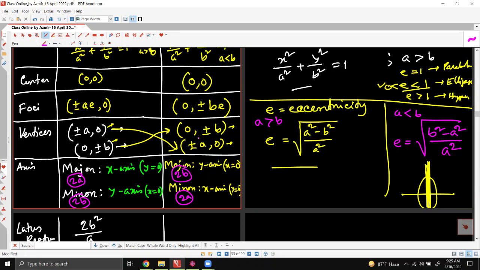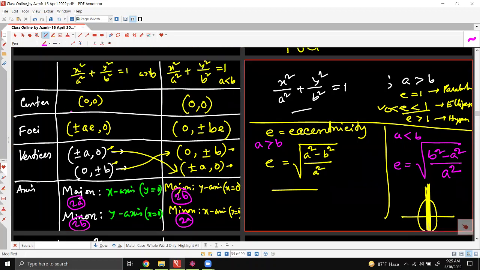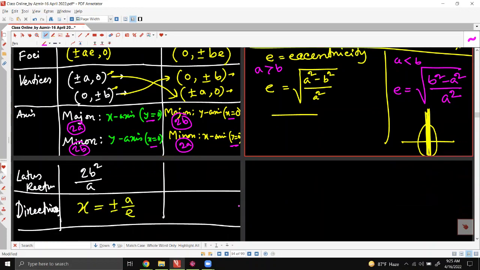So you can see that whatever formulas we had earlier, this time the formulas are different. They look reversed. Here we have plus minus a, 0, here we have 0, plus minus b. Here we have y equals 0, here we have x equals 0. x equals 0, y equals 0. So this is how you can remember the formulas.